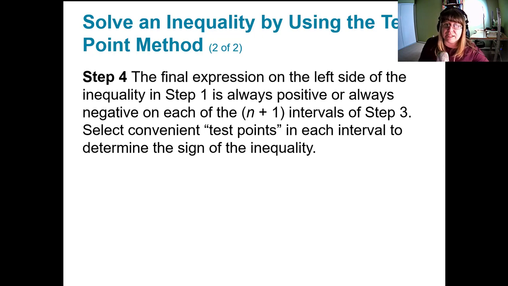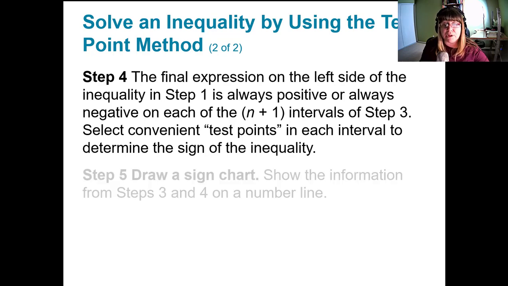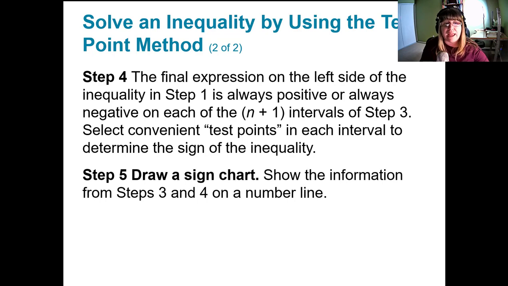Step 4. The final expression on the left-hand side of the inequality in step 1 is always positive or always negative for any of the regions or intervals that we found in step 3. We're just going to find some point in that region to test. Once we find that test point, we're going to put it into our original inequality and figure out whether it was positive or negative. If that test point is positive, that whole region will be positive values. If the test point came out negative, that whole entire region will be negative. And we're going to plot that on a number line.